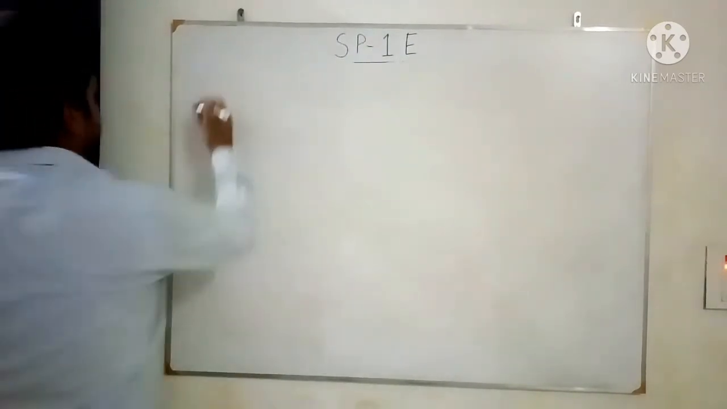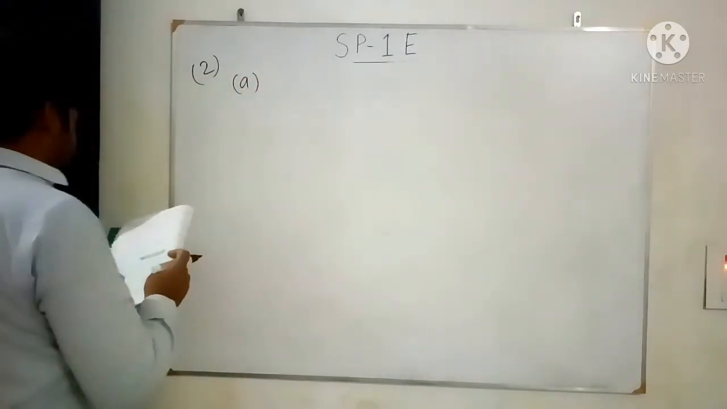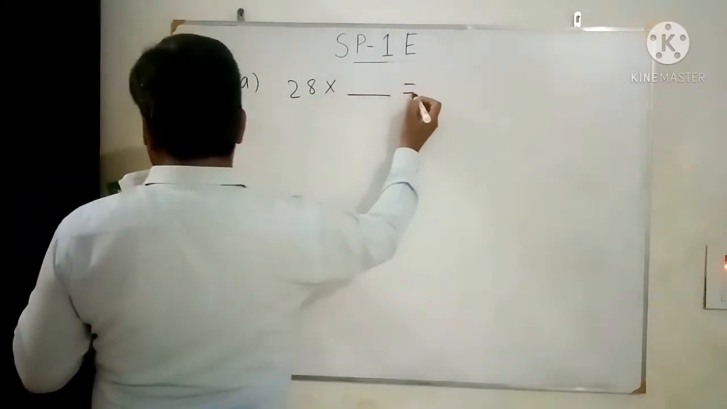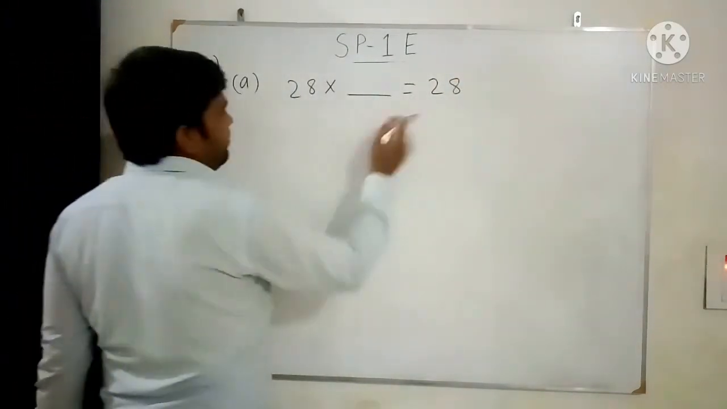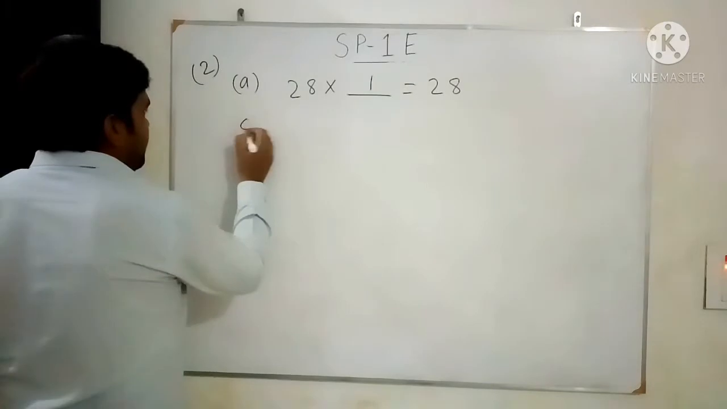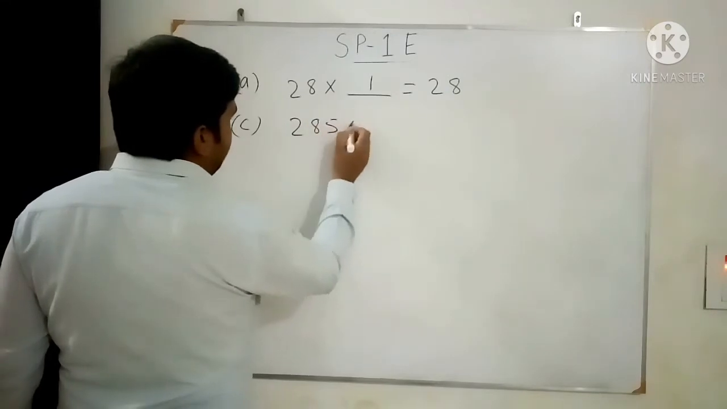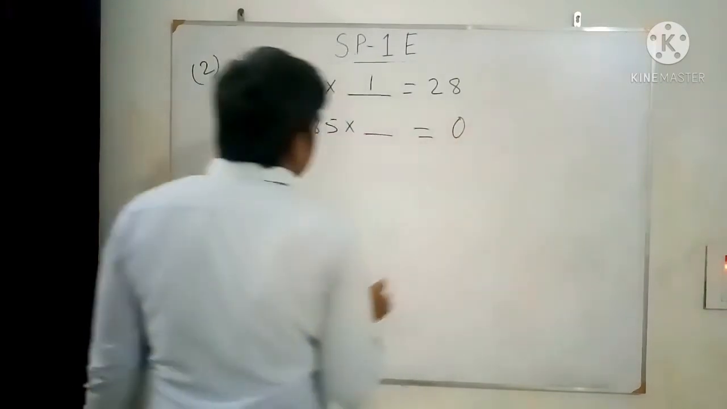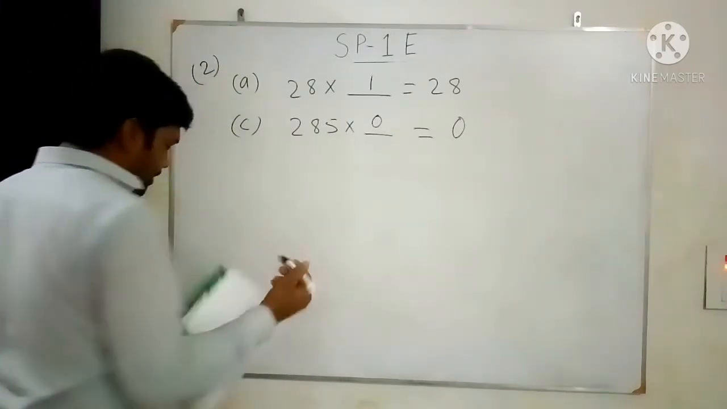Question number 2, fill in the blanks. Now see A, 28 multiply blank equals 28. So whatever you multiply with 28, the product will be the same, 28. So that is the multiplicative identity. 28 1s are 28. Now see question C, 285 multiply blank, and the product you got is 0. So that is 0. If you multiply any integer by 0, the product will be 0. So 285 0s are 0.